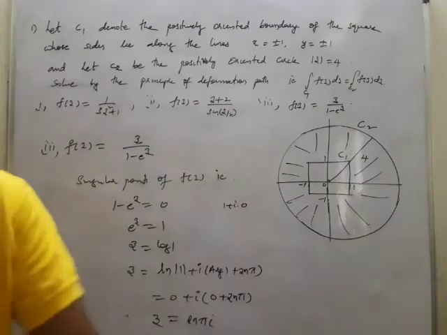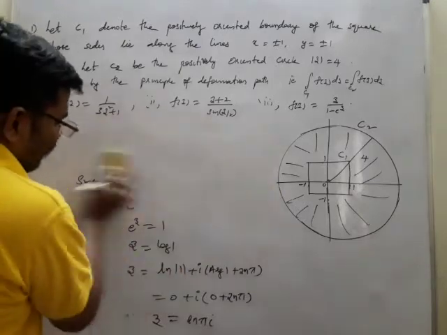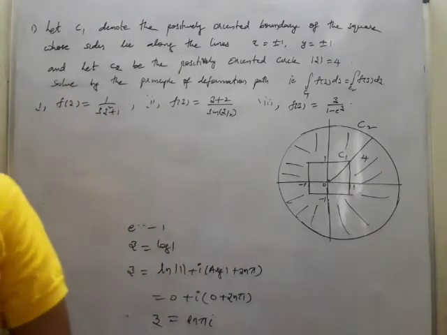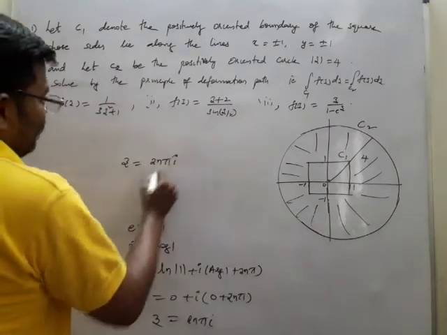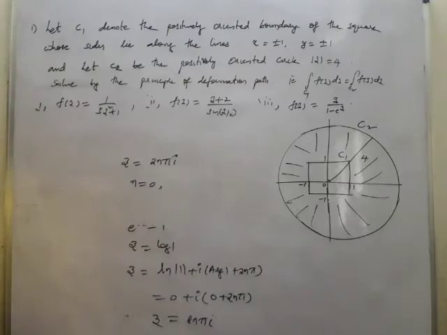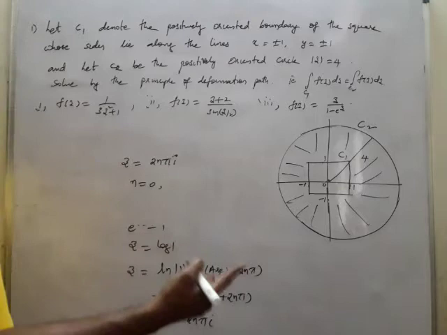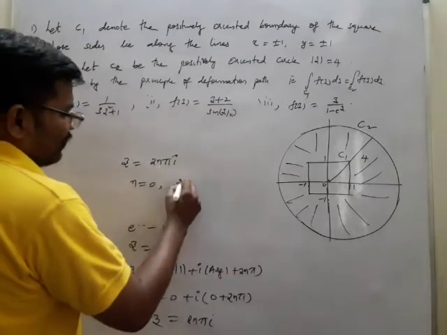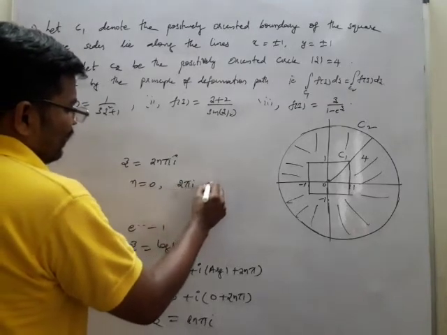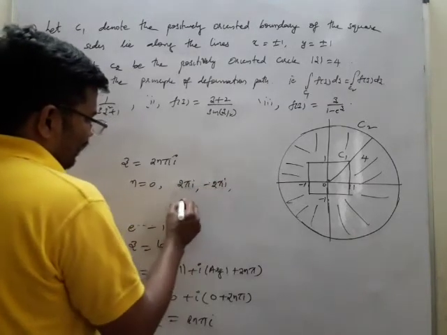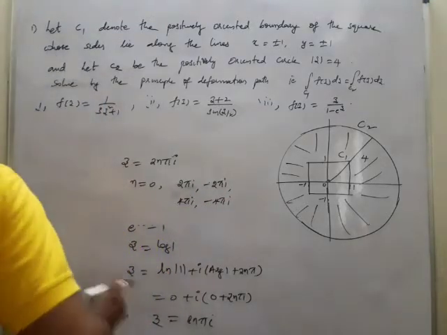You got the value 2n pi i. So what are the values we get? For n equal to 0, z will be 0. And for n equal to 1, we get 2 pi i, and minus 2 pi i, and 4 pi i, minus 4 pi i. These are the values we are going to have.